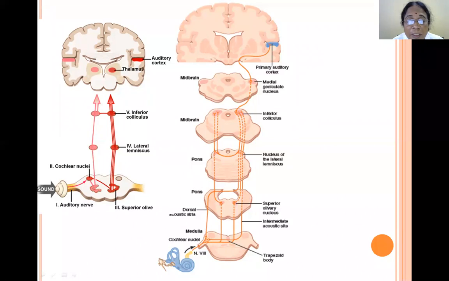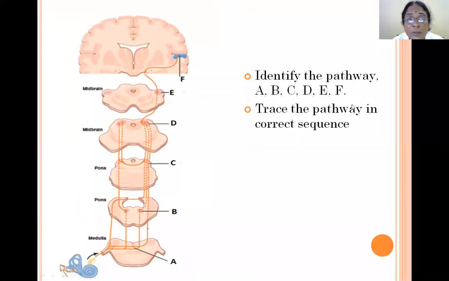You should be able to identify the pathway. You can identify the semicircular canal and the cochlea, the eighth cranial nerve division, and they are going to the primary auditory area. You will be given a figure like this without any names. Therefore, you have to identify the cochlear division of the eighth cranial nerve, medulla, pons, midbrain, all these things you have to identify.